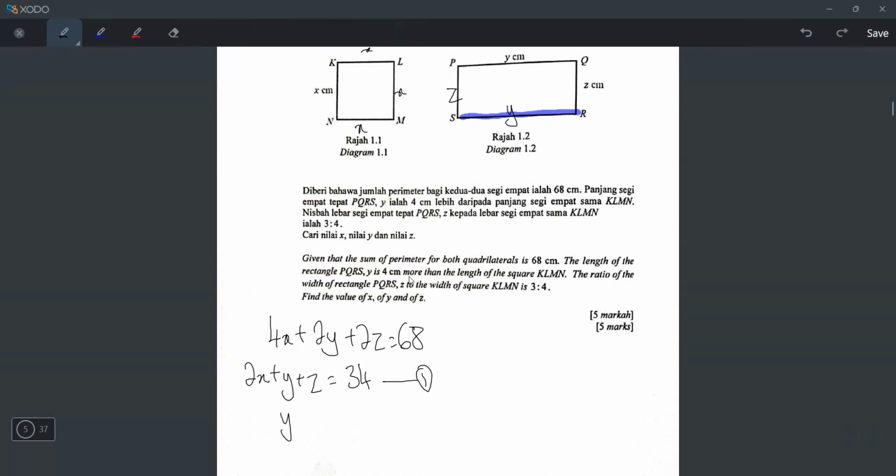Y is 4 cm more than the length of KLMN. So y equals 4 plus x, equation 2.